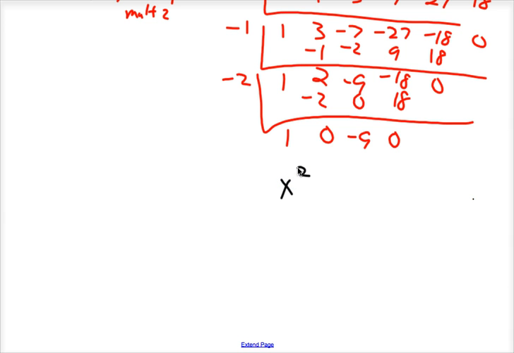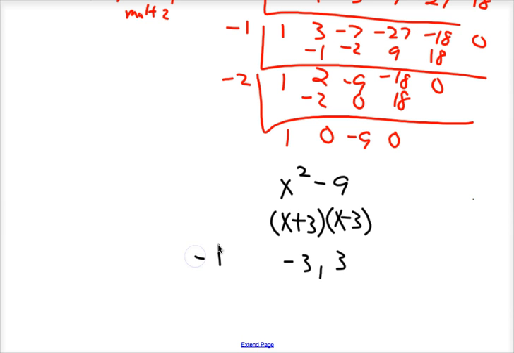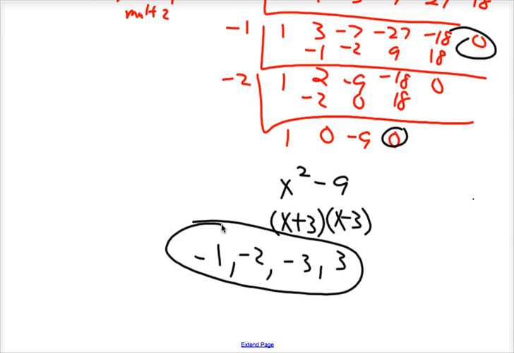I ended up with x squared minus 9, which of course is a square minus a square, which turns into x plus 3, x minus 3, which gives me zeros of -3 and 3. So you have shown me that -1 and -2 work by getting 0 at the end. And then you show me that -3 and 3 work by factoring. And that's what I'm looking for on these problems.